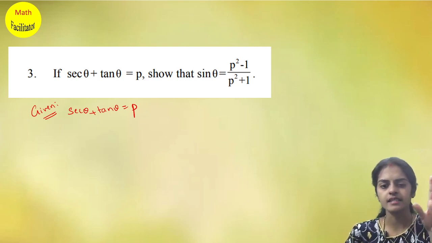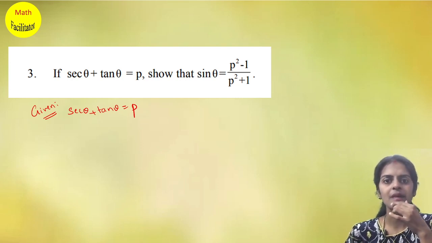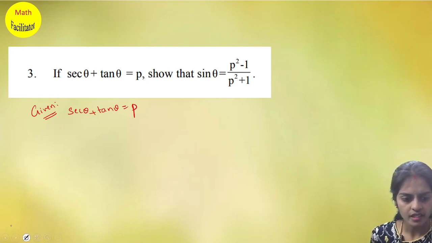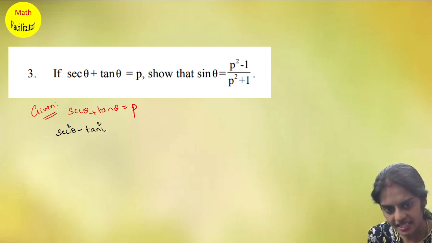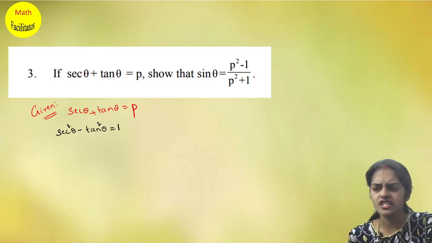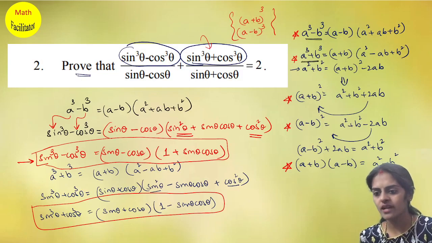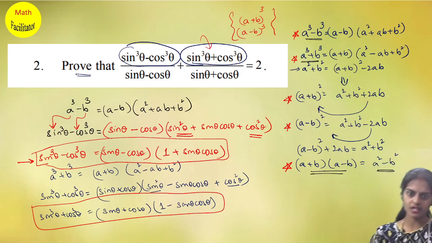So if you clearly see here, secant theta plus tan theta is P. So secant theta and tan theta together you have one identity. Do you remember what is that? Secant square theta minus tan square theta is 1. We know that already. Now just now I told you identities of algebra also. I already told you a square minus b square is a plus b into a minus b.